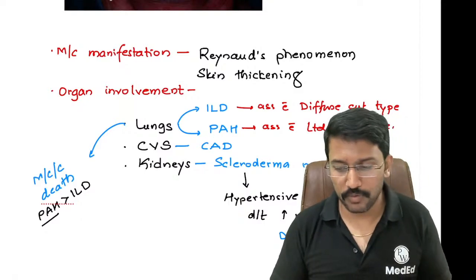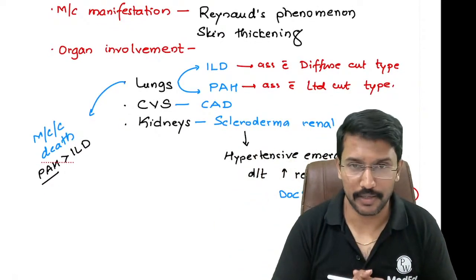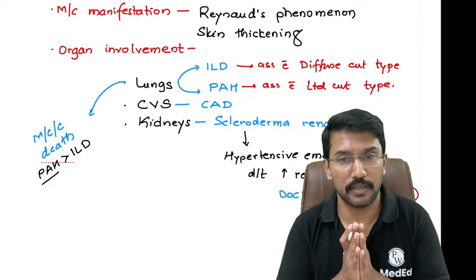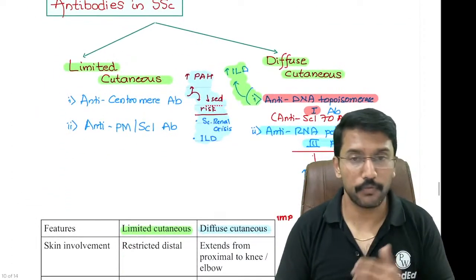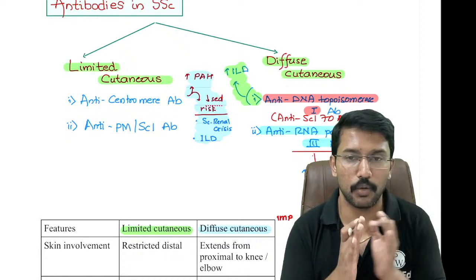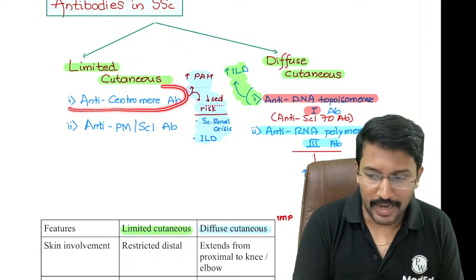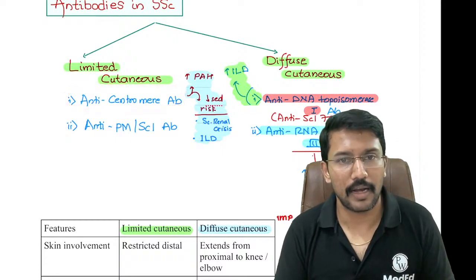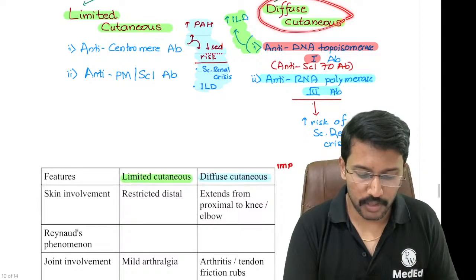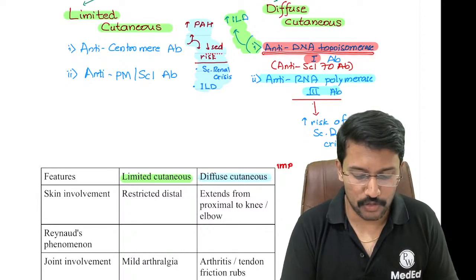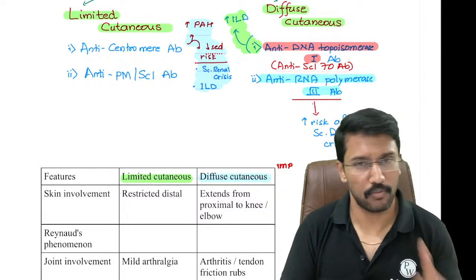So if I know from the beginning only which type it is, I can also predict which organs are likely to get affected. Then how would I predict? One, skin involvement, but second, antibodies. Antibodies will hold a very important role in differentiating between limited cutaneous and diffuse cutaneous. The prototype antibody of limited cutaneous is the anti-centromere antibody. The prototype antibody for the diffuse cutaneous is anti-DNA topoisomerase 1 antibody, which is also called anti-SCL70 antibody. Easy to remember, right?